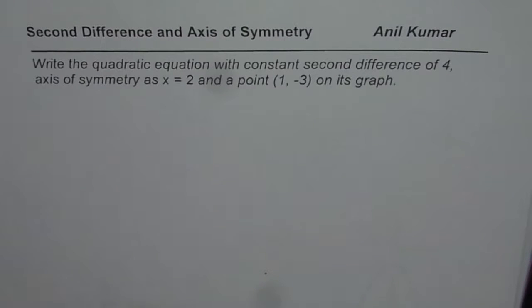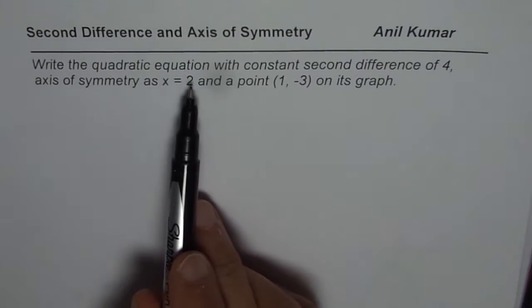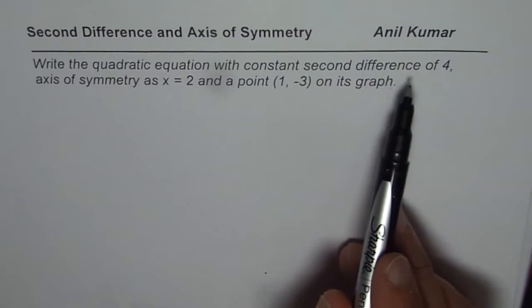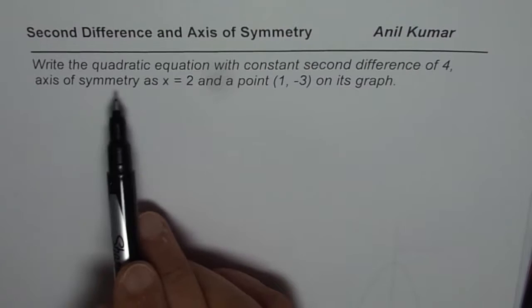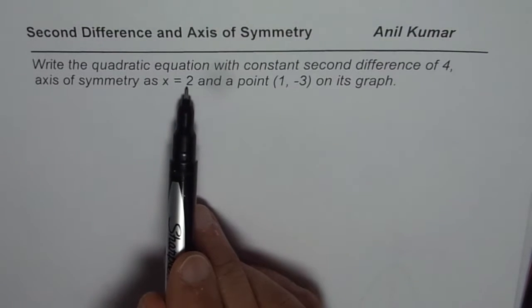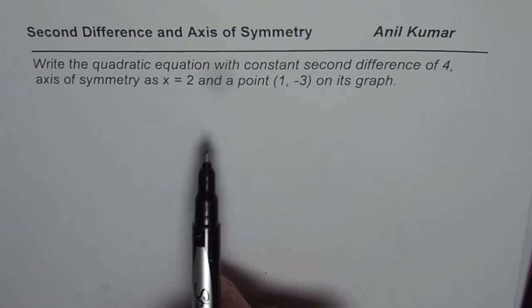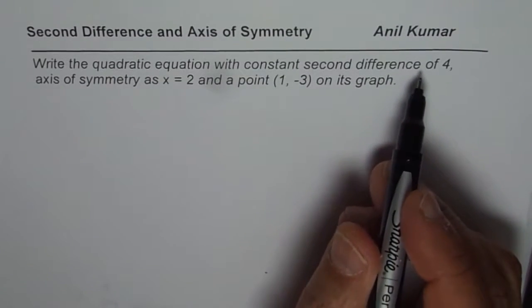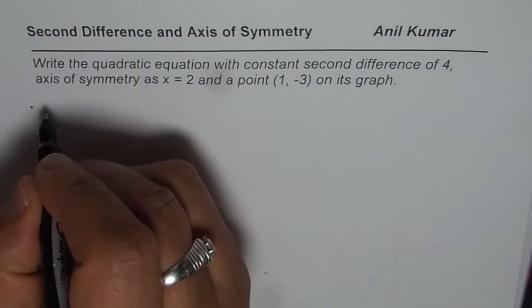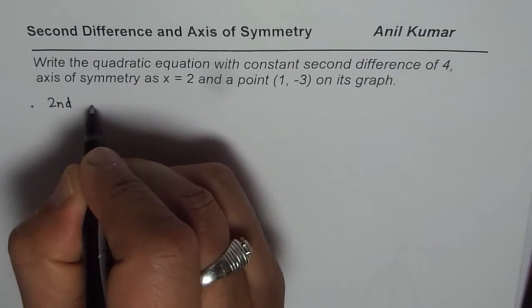The question here is, write the quadratic equation with constant second difference of 4, axis of symmetry as x equals 2, and a point (1, -3) on its graph. So we are given three things here. First one is the second difference. So second difference is constant.